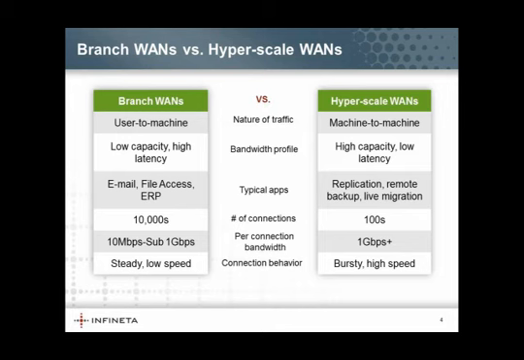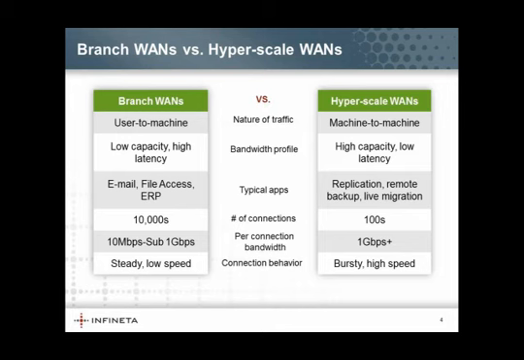There could be tens of thousands of these connections, TCP flows, on that WAN, but each of these connections tend to be very small. They would be in the hundreds of kilobits or megabits. They're steady, low-speed connections. But when you compare this to the hyperscale WAN, where one tends to see more machine-to-machine traffic, this could be replication, remote backup, live migrations. These are arrays talking to arrays, clusters talking to clusters. The profile is very different.